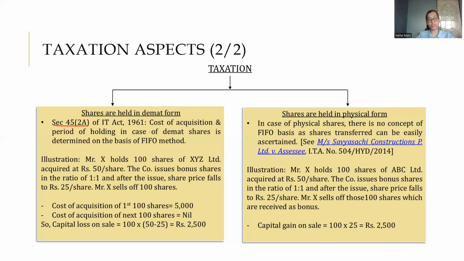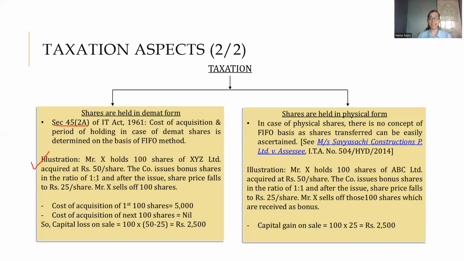Let's understand it using an illustration. Suppose, for example, Mr. X holds 100 shares of XYZ Limited, which he acquired, say, for rupees 50 per share, and post that the company issued bonus shares in the ratio of 1:1. So now Mr. X holds 200 shares, 100 which he was holding prior to the bonus and 100 shares which he received on bonus. As I've already mentioned, in case of demat shares, the cost of acquisition and period of holding are considered pursuant to the FIFO method.